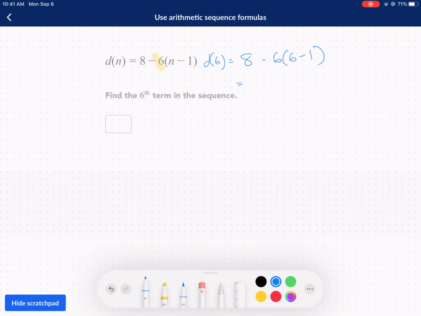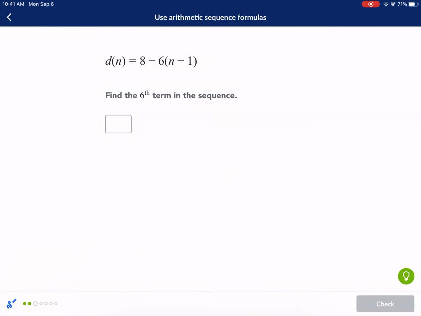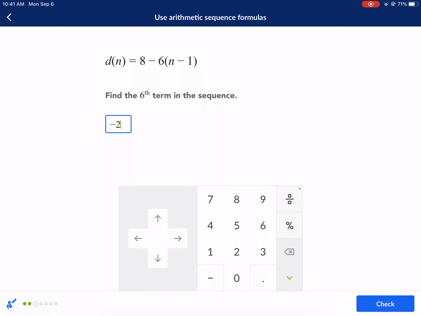Okay, and we're just going to sort this out. So we have 8 minus, we have 6 times, this is going to be 5. So we have 8 minus 30, order of operations, people, and we get -22. So the sixth term is -22. And we could find the first term too if we wanted to, but it's not asking for that. So in this case, it's going to be -22.